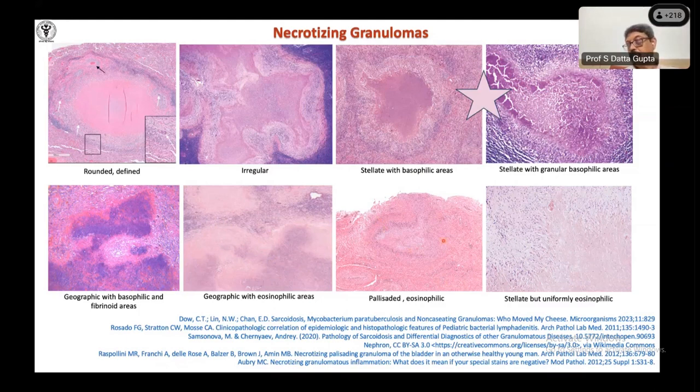Palisaded, it's mainly rheumatoid diseases. And it's stellate but uniformly eosinophilic. You could get it in a variety of conditions. It can also be an infarct in a leiomyoma or some other thing with granulomatous. So the shape of the necrosis helps.